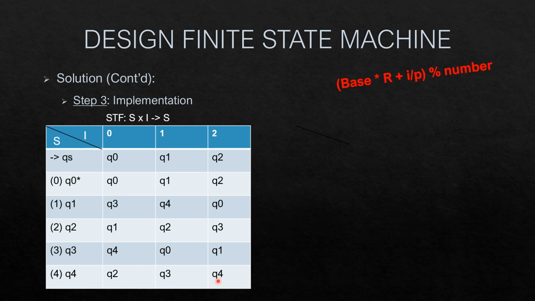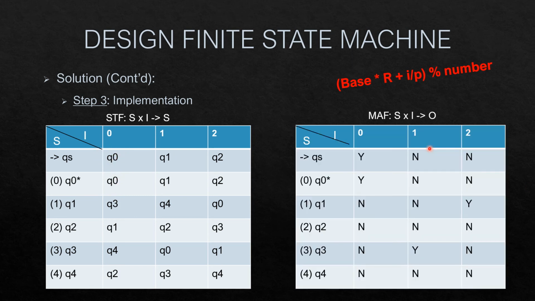And finally, when we will be designing our MAF, wherever there is Q0, we will replace it with Y, and wherever there is Q1 to Q4, we will write down N in those cells. So as you can see, you can simply use this formula of base into R plus input mod number for any number system which is not familiar to you, and you can easily design the transition tables for your FSMs or any automata machines.